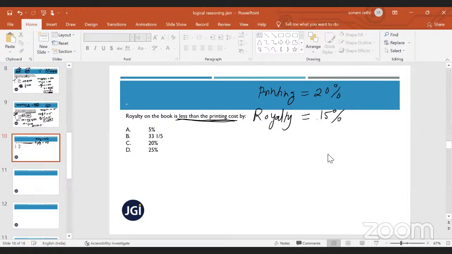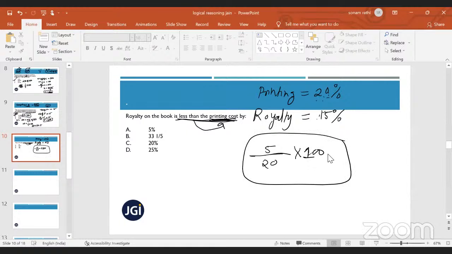It means difference of these two. What is the difference? Difference is 5, divided by printing, less than printing. So divide by printing value into 100. And that's it. Difference divided by the printing. Yes, answer is option D, 1 by 4. This is 1 by 4, right? We know 1 by 4 is how much?